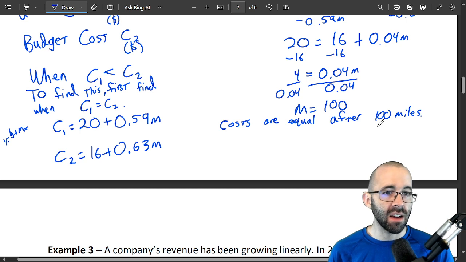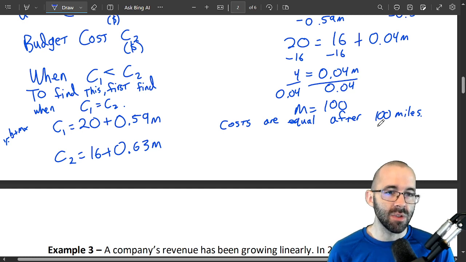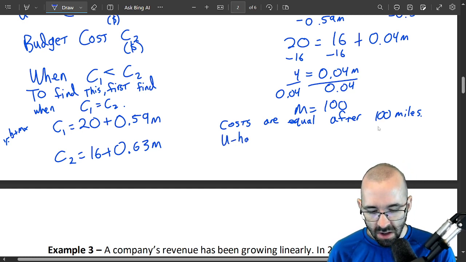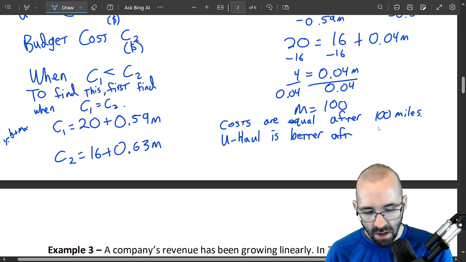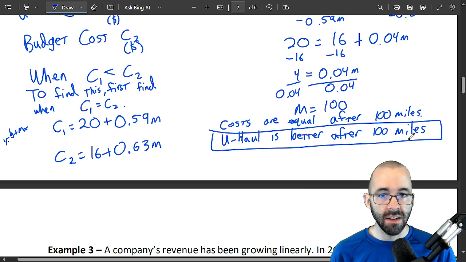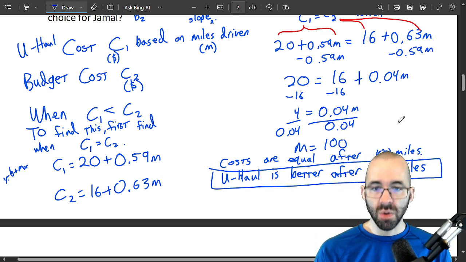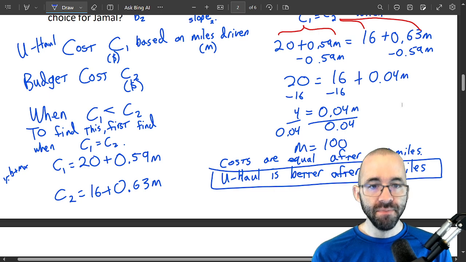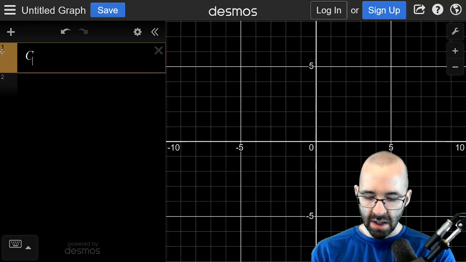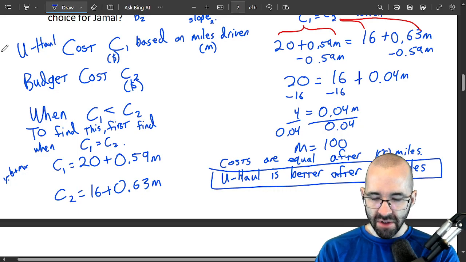The other is you could just check. What are the costs after 101 miles? What are the costs after 110 miles? Check which one's smaller. The U-Haul is better for Jamal after 100 miles. And again, if we really want to gut check our answer, let's see what the costs are for 110 miles. We're going to visualize this with a graph. We said C1 was 20 plus 0.59m.